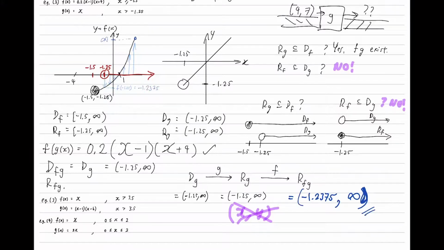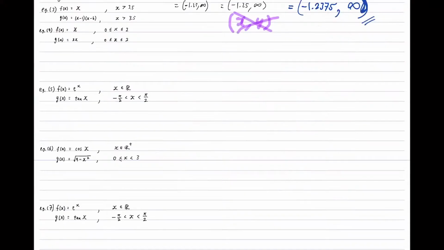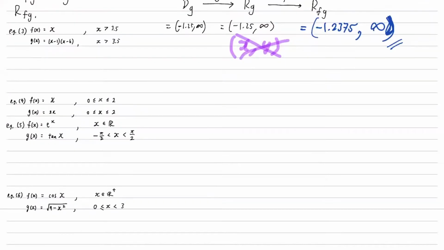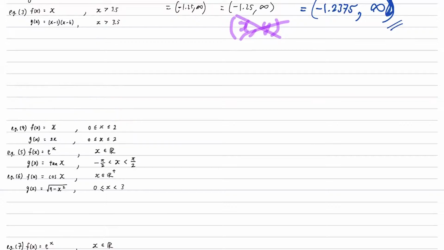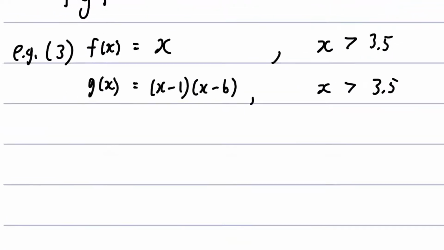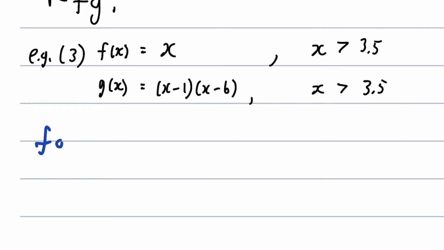Okay, let's go on to our next example, example 3. Do you want to try on your own paper and pen? Can. But I might take longer than you. Okay, just do it. You need practice. Take out paper and pen, try this example. Example 3: Fx equals x, x is more than 3.5. Gx is x minus 1 times x minus 6, x is more than 3.5.